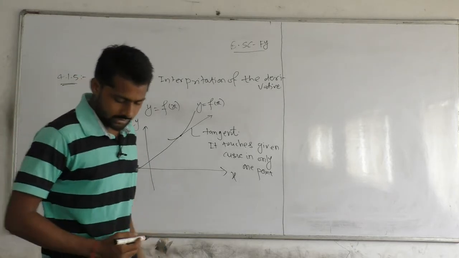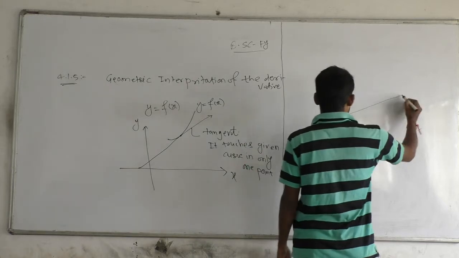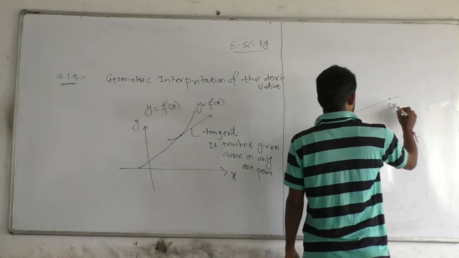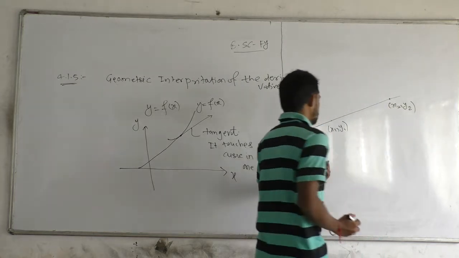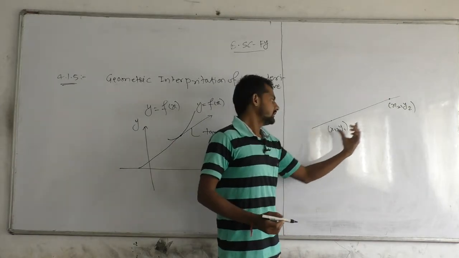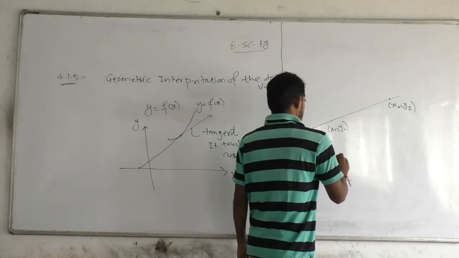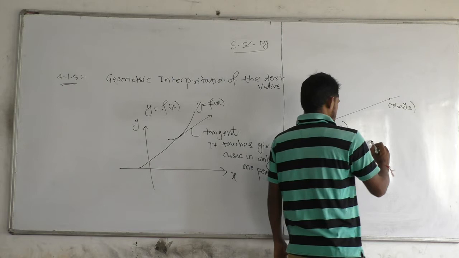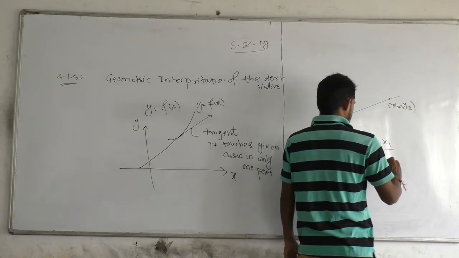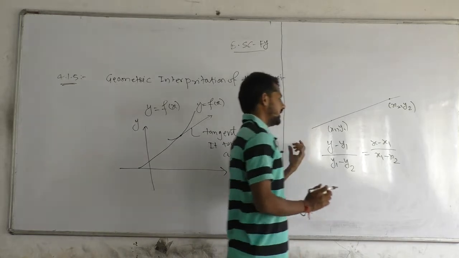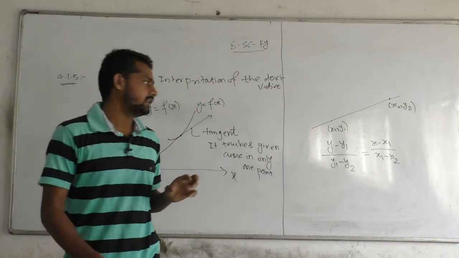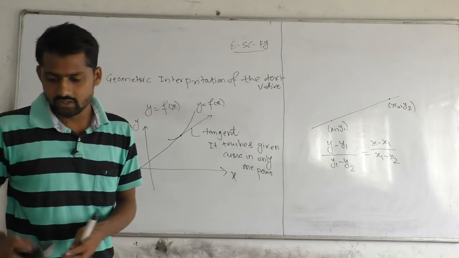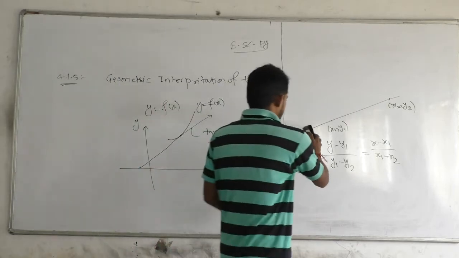Now, if you have two given points on the line, x1, y1 and x2, y2, then we can calculate the equation of this line, which is (y minus y1) divided by (y1 minus y2) is equal to (x minus x1) divided by (x1 minus x2). If we have any two points on the line, then we can calculate the equation of the line. So this is the basis behind the geometric interpretation of the derivative.